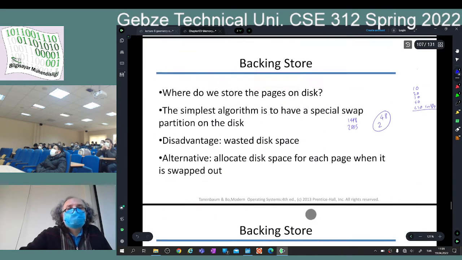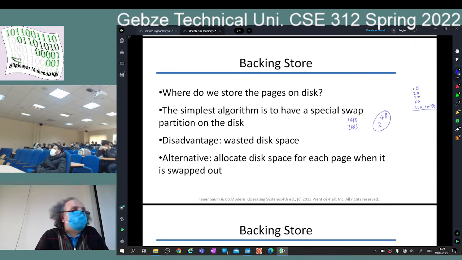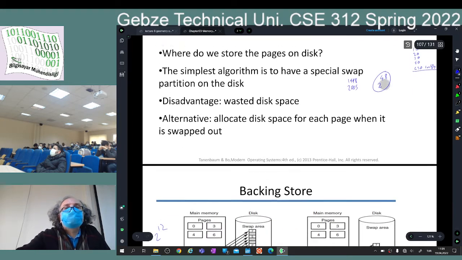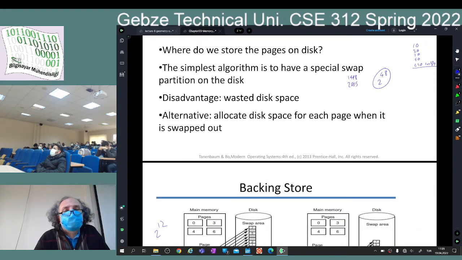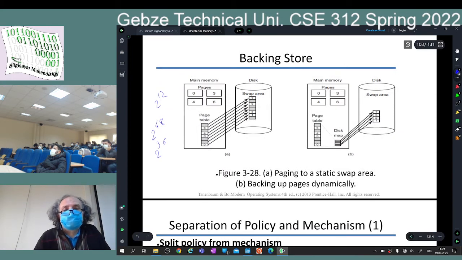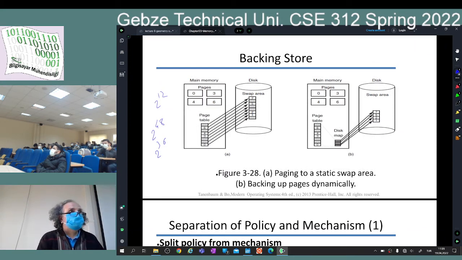Okay. So allocate this space for each page when it is swapped out. Otherwise, don't allocate any space. Don't try to keep all this kind of data on your desk. That will be too big. Even for today's computers, that will be too big. Okay, good. Any questions?